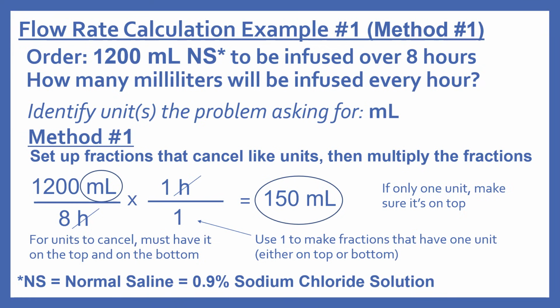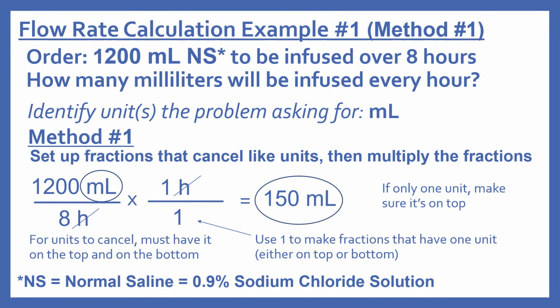So first we're going to identify the units the problem's asking for. And here it's milliliters. So with method 1, we'll set up our fractions that cancel like units, then multiply the fractions. So we know there's 1200 milliliters per 8 hours. Milliliters is the unit that we want. And then times 1 hour. We want to know how many milliliters for every hour, so it'll be 1 hour over 1. We have an hour on the top, an hour on the bottom, so the hours cancel. We're left with milliliters. And if we do the math, 1200 times 1 is 1200, divided by 8 times 1, which is 8. That gives us 150 milliliters.